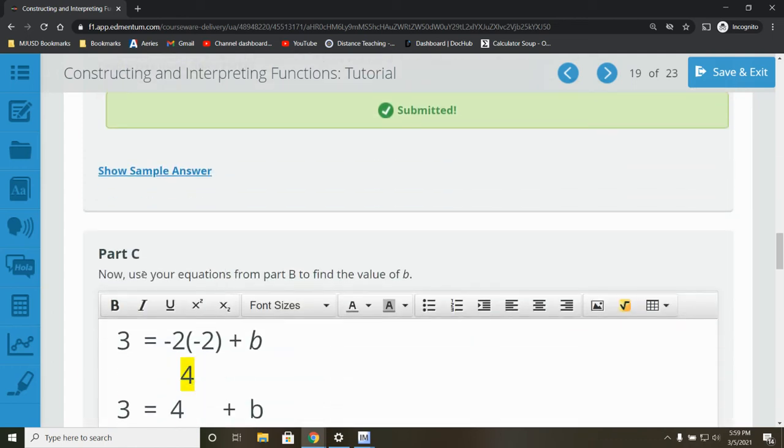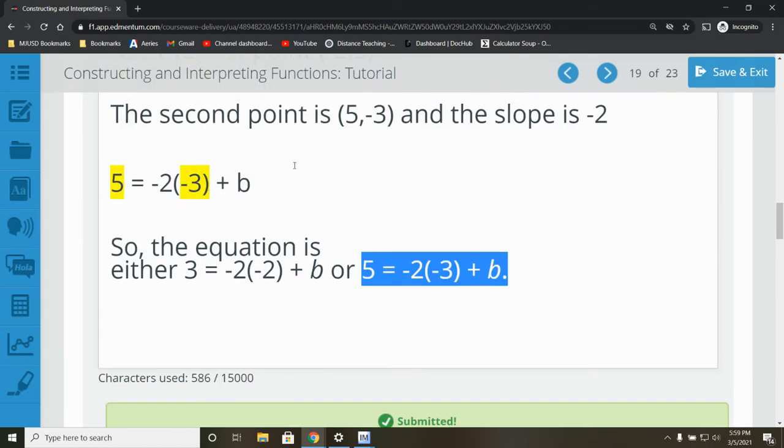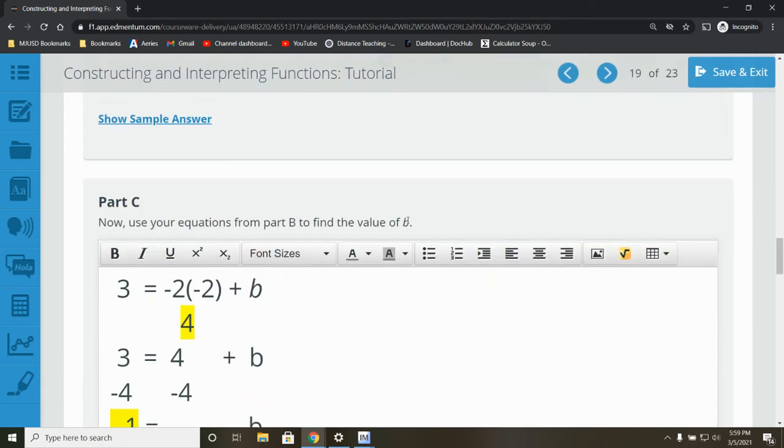Part C is now use your equations from part B to solve for the value of the lowercase b. We do that just like we've done in the linear equation problems, where we now have an equation and we go through the steps of solving it. First step is -2 times -2 equals +4.